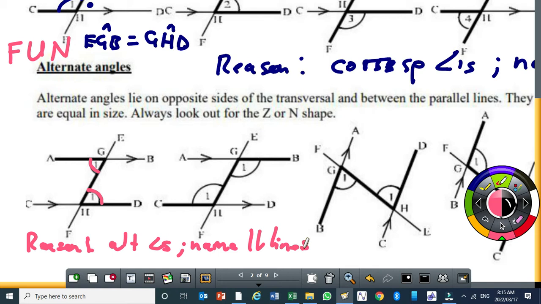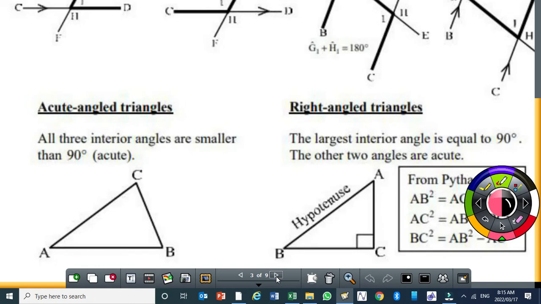Any questions there? Okay, this is recap of grade 8 and 9. Then we have another type of angles.